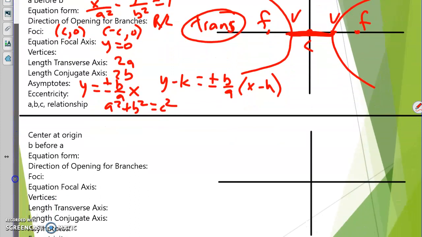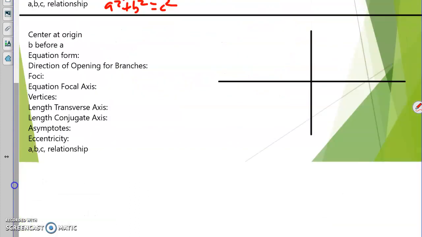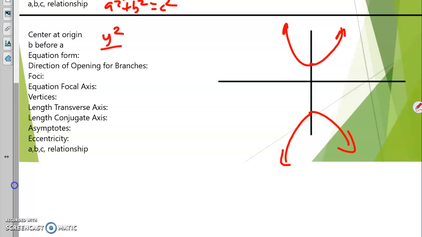Let's take a look at what happens when we do the other orientation, where it's opening up and down. Everything stays the same. The a is under the y in this case. I'm not saying that that's always the bigger number. I'm just saying that that's the a because this is the distance a to the vertice. Whatever that is, that's your a.